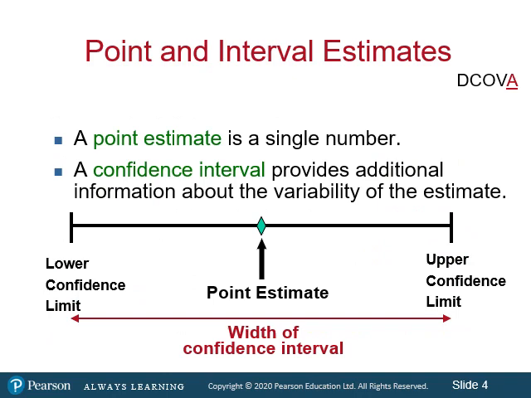So in this chapter on estimates, we will learn about two estimates. One of them is called the point estimate. The other one is called the interval estimate. A point estimate is a single number, whereas a confidence interval provides additional information about the variability of the estimate. The confidence interval will have what we call a lower limit and also an upper limit. The width is called the confidence interval.